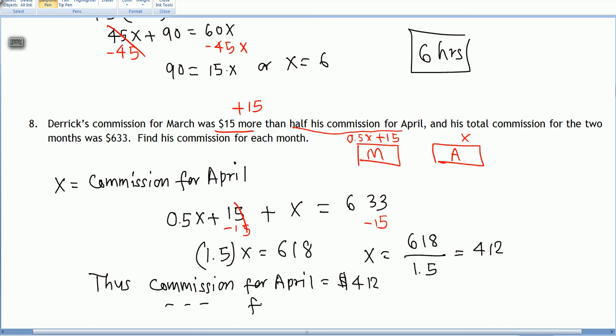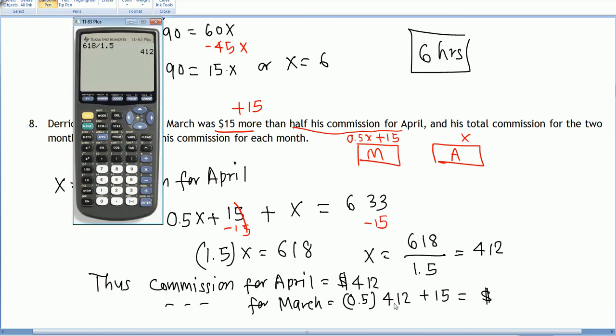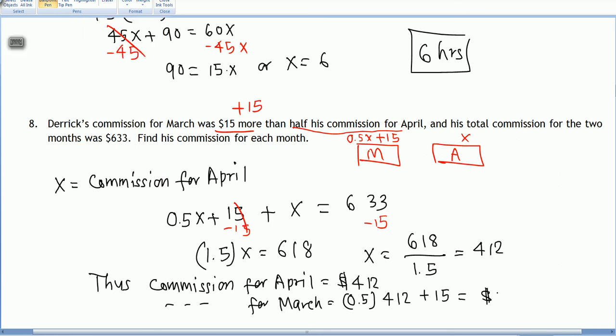And the commission for March is 0.5x plus 15, where x is 432. We use our calculator to find this. So 432 times 0.5, half of 432, is 216, plus 15 more, so 231. So 231 is the answer.